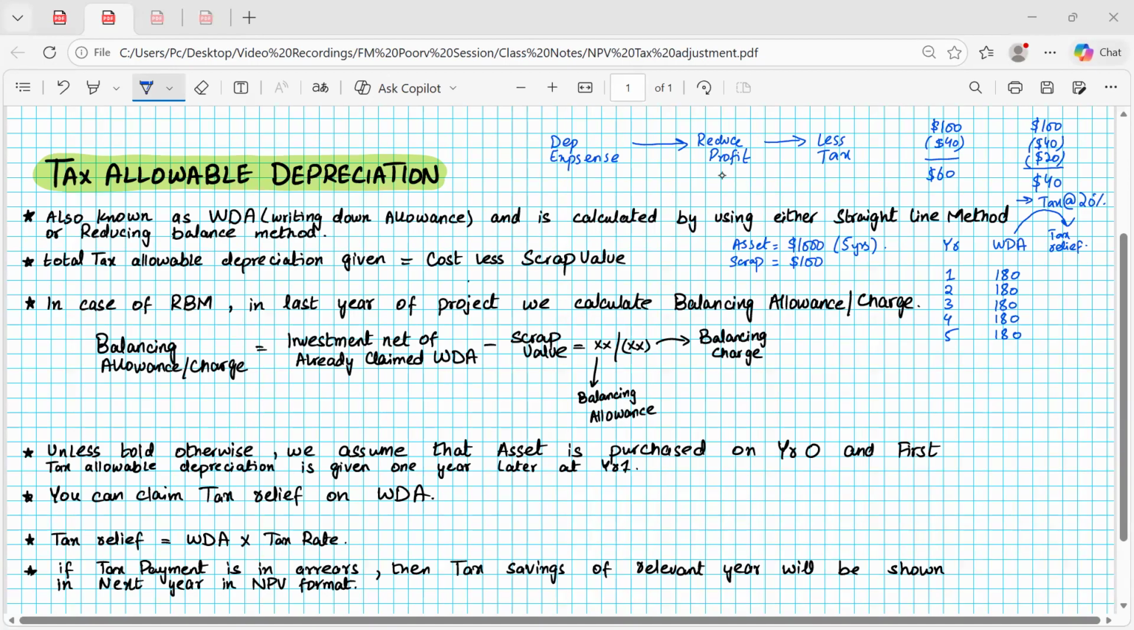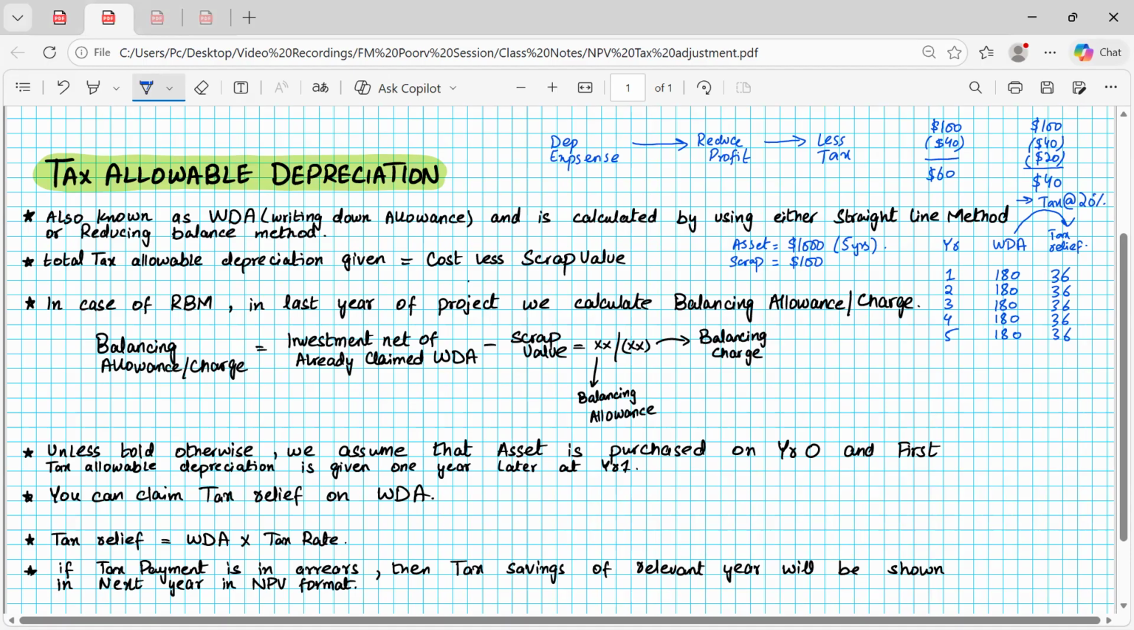So now how will you calculate the tax relief? Whatever your allowance is, that is the amount by which your profit is reduced. So multiply that with the tax rate. Tax rate is 20%. So 180 multiplied by 20% will be equal to 36. So this will be your tax savings: 36, 36, 36, 36, 36. That is the tax savings that you are getting each year. How? Because this written down allowance, also known as capital allowance, also known as tax allowable depreciation, reduces the profit, hence it reduces the tax, and the amount by which it reduces the tax is your tax relief, your tax savings.